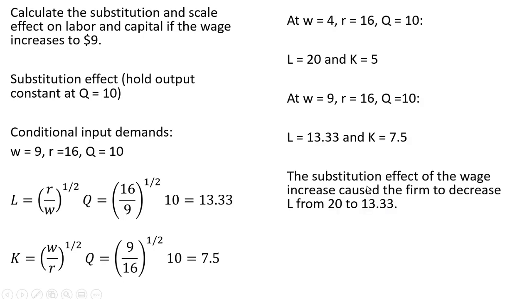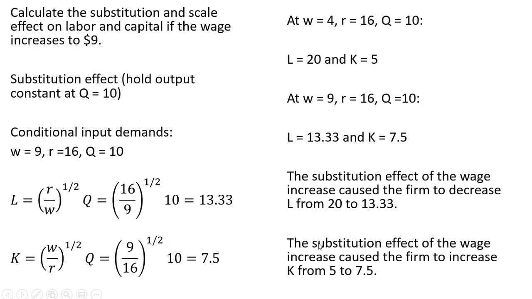So to sum up then, the substitution effect of the wage increase caused the firm to decrease labor from 20 units to 13.33 units. This 20 up here to this 13.33. Again, we're holding output constant. That's how we're getting the substitution effect, just looking at the relative change in the input prices. And the substitution effect of the wage increase caused the firm to increase its capital from 5 units to 7.5. So 5 that we found originally and the 7.5 that we found on this screen. Okay, moving on.